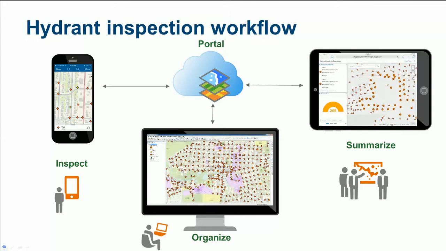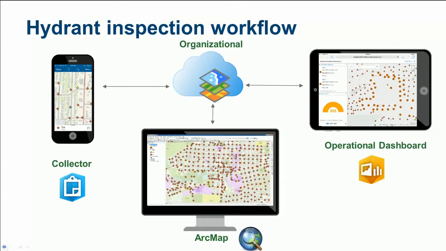For now, we're going to apply this workflow for the hydrant inspections, where we need to organize the hydrant data stored in GIS, deploy to the field, and make available for management to track and monitor progress. The applications we'll be showcasing for this workflow include ArcMap to organize the data and publish to our ArcGIS Online organizational site. Then we'll use Collector to conduct the inspections, and we'll use the operational dashboard to track and monitor progress.